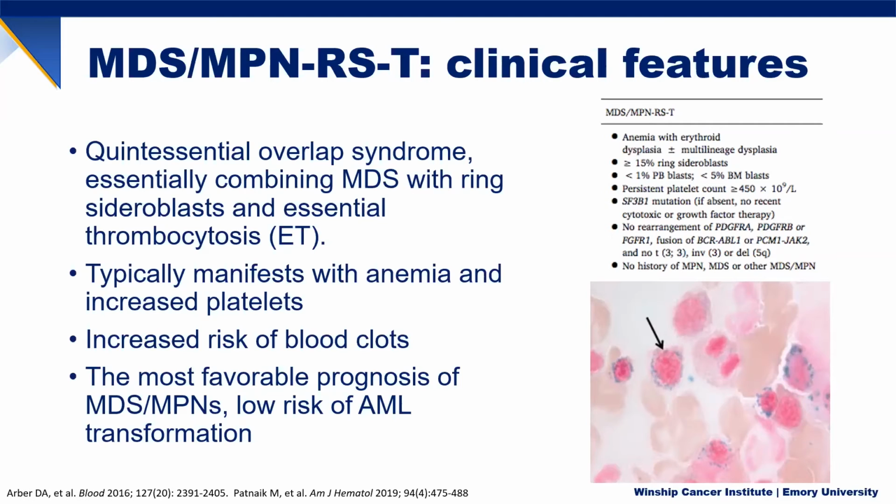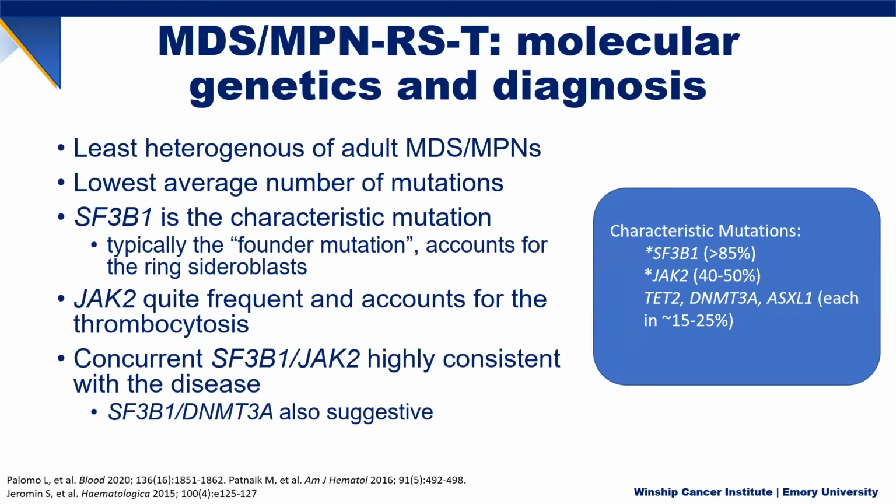This disease typically has the best prognosis of these MDS/MPNs, but there is some increased risk of blood clot, as is also seen with ET. As far as the genetics of the disease, it seems to be the least heterogeneous of the adult MPNs, with the lowest average number of mutations. It's really driven for the most part by a gene called SF3B1, seen in upwards of 85+% of patients. It's thought to be the founder or initial mutation for the disease. It's what accounts for those ring sideroblast cells, and is also seen in a similar frequency in the MDS with ring sideroblasts that this disease comes from.